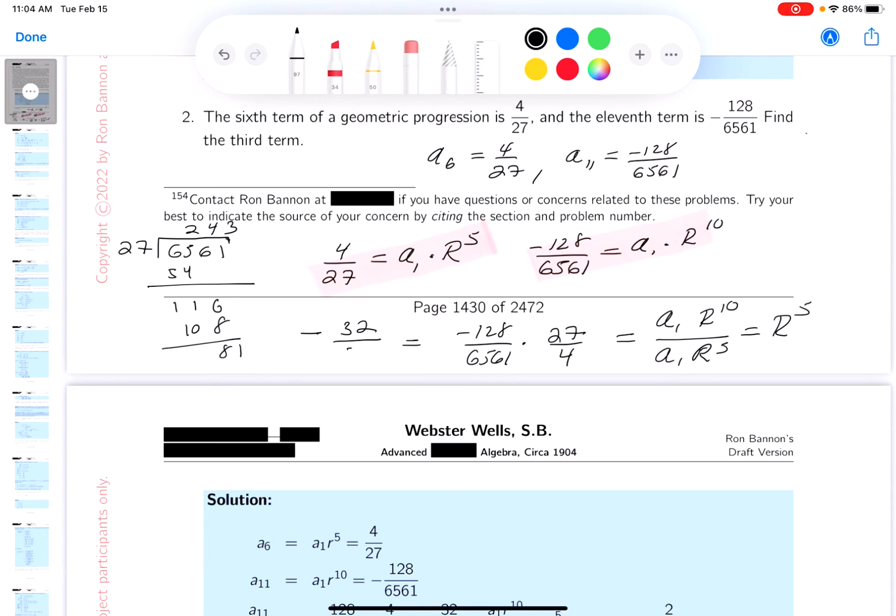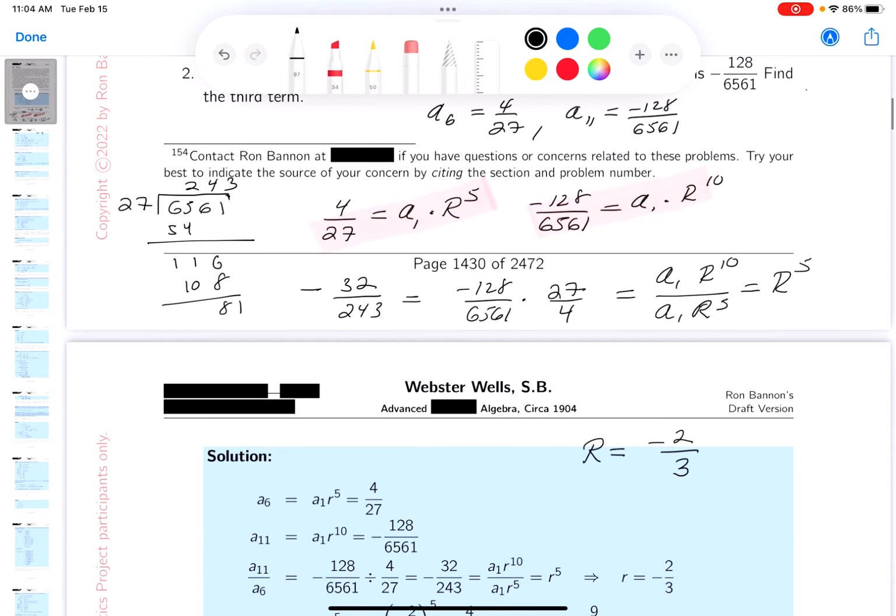So what do you have there? 243. Well, looking at the R is not that bad. What's the R going to be? R, well, that would be minus 2 over 3. And the root of that: minus 2 to the fifth power is minus 32, and then 3 to the fifth power is 243. So I know my R. The question is, do you know what A1 is?